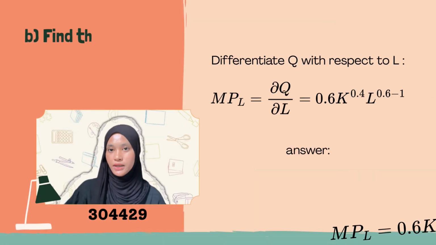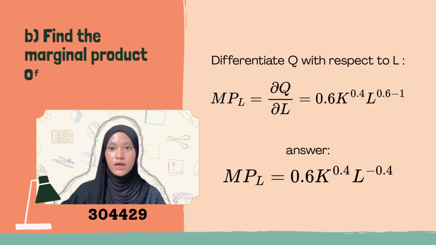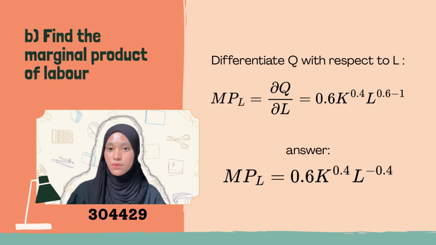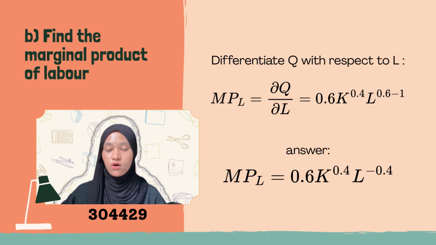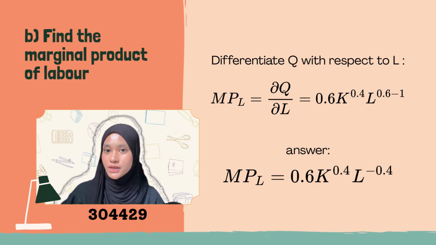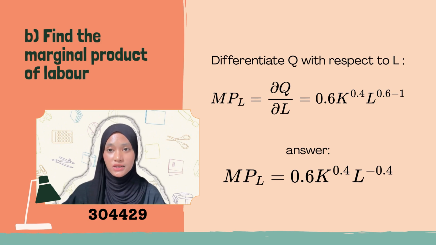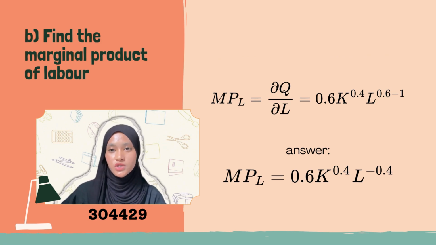We move to question B, marginal product of labor. Now we find the marginal product of labor, that is how much extra output we get from increasing labor by 1 unit. Step 1: Differentiate Q with respect to L. The marginal product of labor equals 0.6 times capital raised to the 0.4 multiplied by labor raised to the power of negative 0.4. Again, this depends on both inputs. If labor increases, the marginal product of labor usually decreases too, due to diminishing marginal returns.